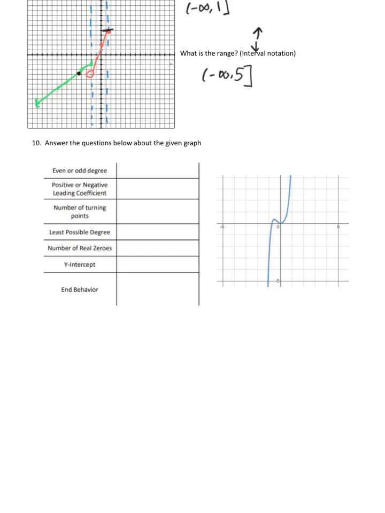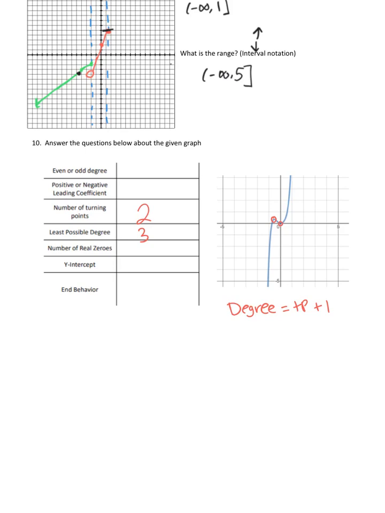Okay, number 10. So I want you to first figure out the degree and the number of turning points because everything else will kind of follow from there. So the turning points are just the highs and lows that you see. So here's a high, here's a low. So I have 2 turning points. The degree is always the number of turning points plus 1. So if I have 2 turning points, that means my degree is going to be 3. So whatever number you have for the degree needs to be 1 more than the turning points.